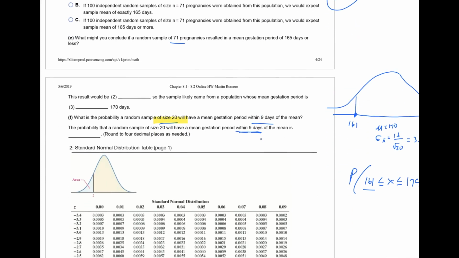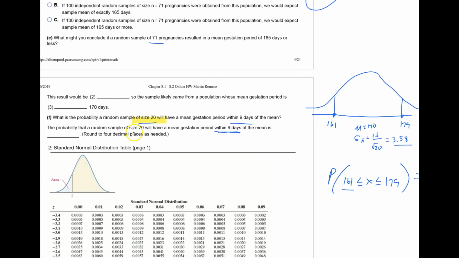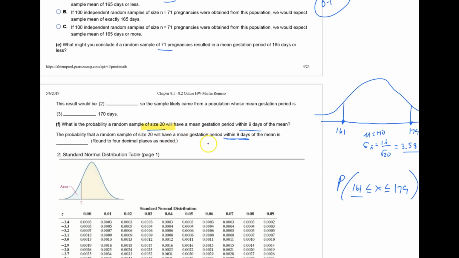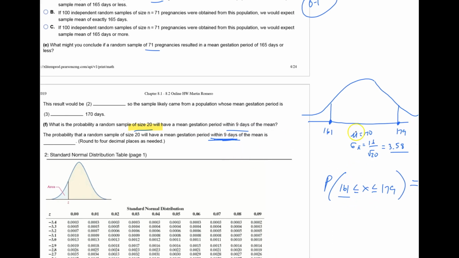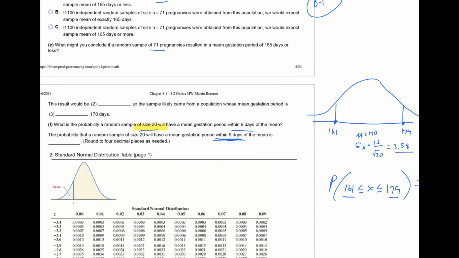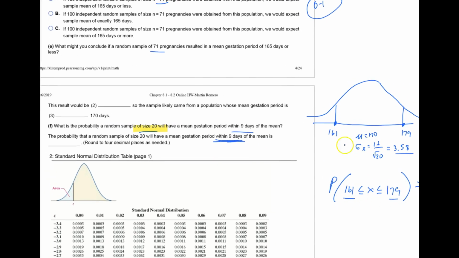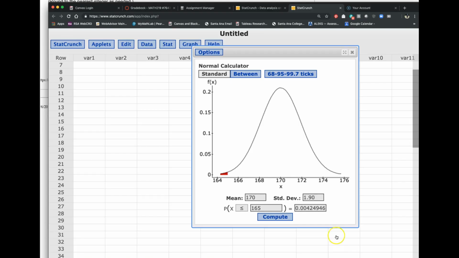And then the last question from this problem is, if you do a random sample of 20, there it is, you get a standard error of 3.58. What's the probability that the mean would be within 9 days of the mean? And so in this case, it's an important question here, 170, 161, and 179. So that's the question we're now answering, between 161 and 179, because that's within 9 days of the 170.